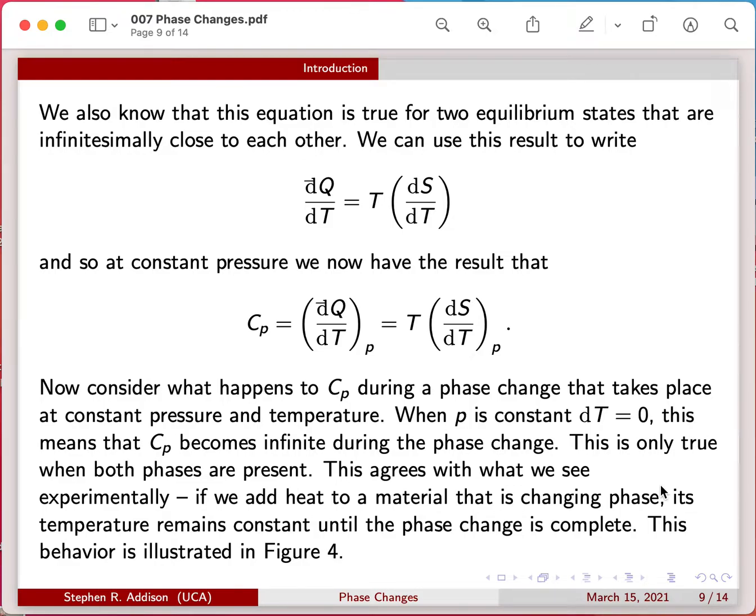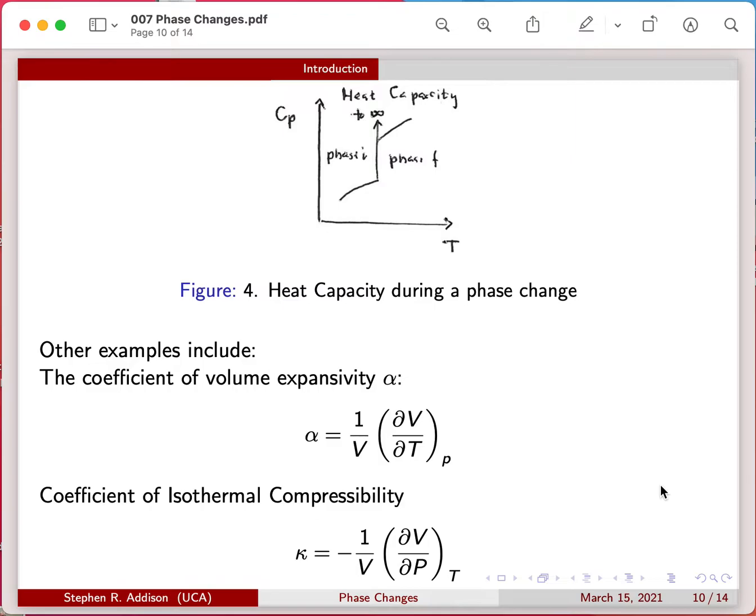dT is equal to 0 because the temperature doesn't change while the phase is changing, and that means that the heat capacity at constant pressure becomes infinite during the phase change. This is only true when both of the phases are present. Here's a graph showing what goes on. We can do similar things with the volume expansivity and the isothermal compressibility.